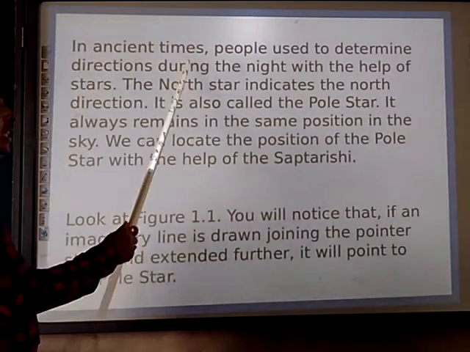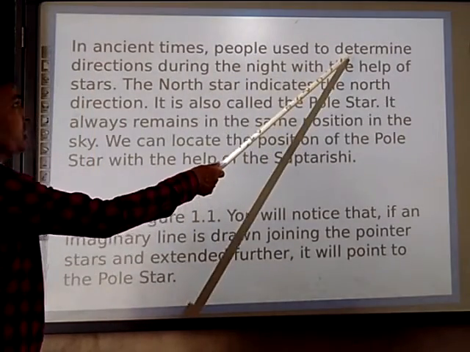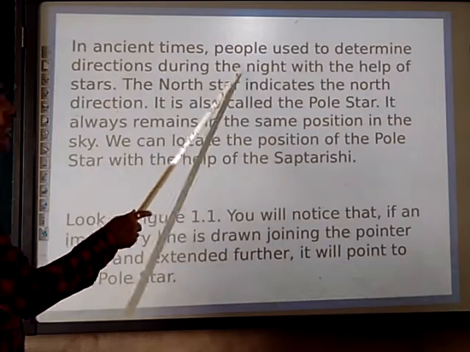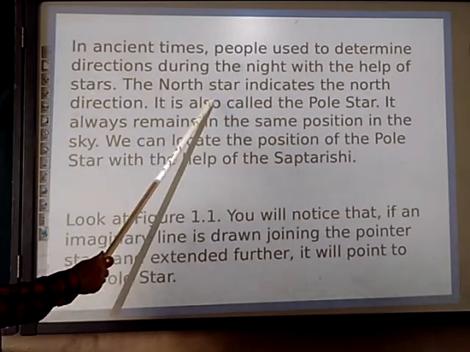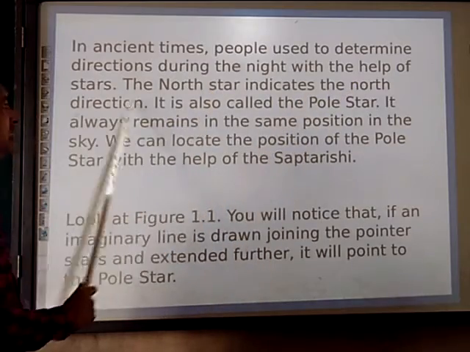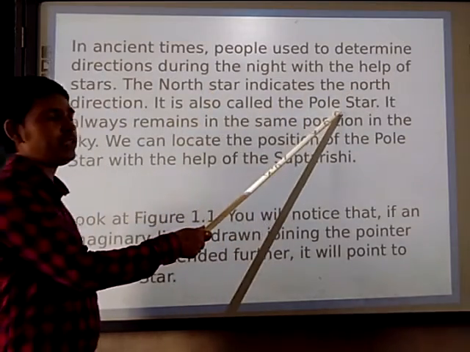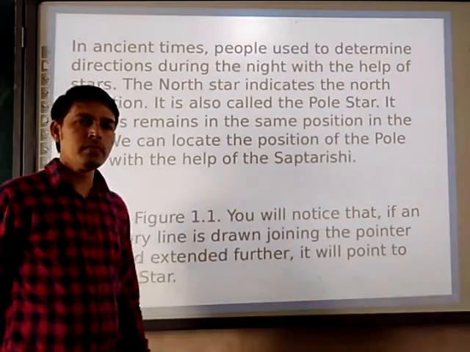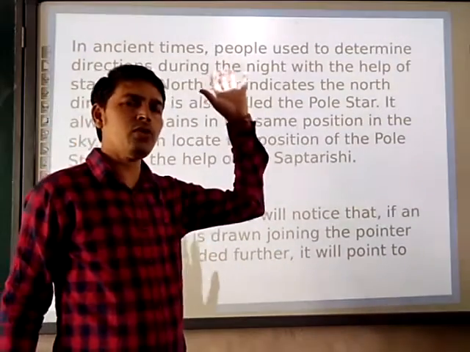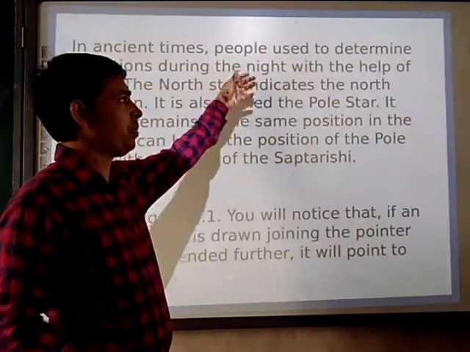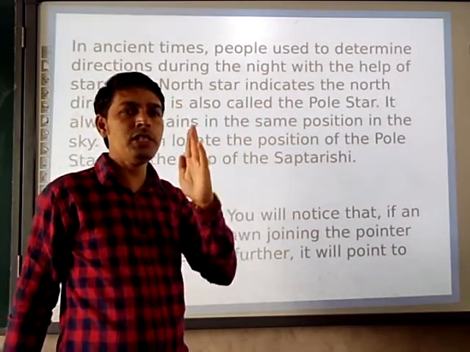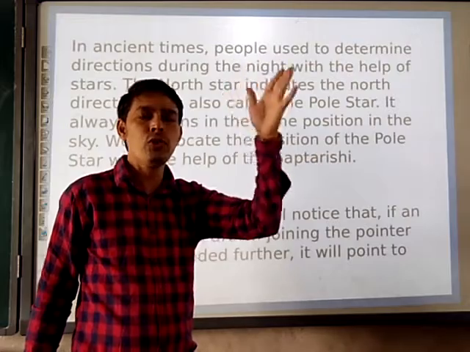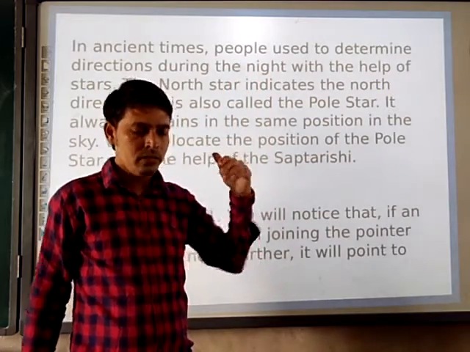In ancient times, people used to determine direction during the night with the help of stars. The north star indicates the north direction. It is also called the pole star. So many years ago, the ancient people used the stars to find direction. The pole star shows the north direction.